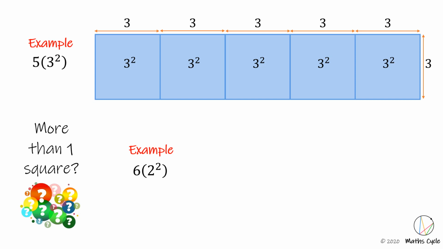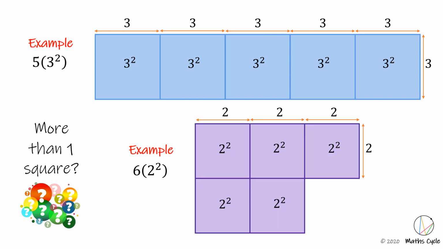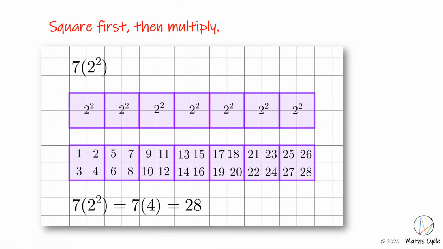Or maybe another example, I have 6 multiplied by 2 squared. So that's 6 squares of side length 2. So there's 1, 2, 3, 4, 5, 6. Now an important thing to know when you have multiple squares is that we need to square first, then multiply.